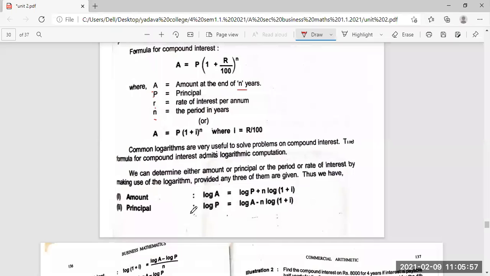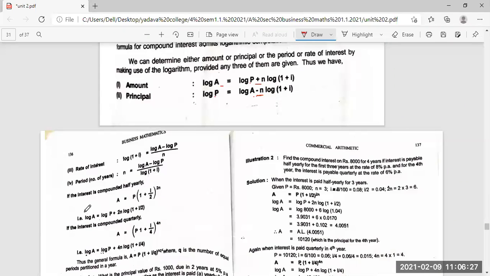Okay, if they ask to use logs: log A is equal to log P plus N into log of 1 plus I. If they ask to find the principal, log P is equal to log A minus N into log of 1 plus I. Here if the amount is given, the principal comes; if the principal is given, the amount comes. For log A it is minus when finding principal, and plus when finding amount. So note that down.